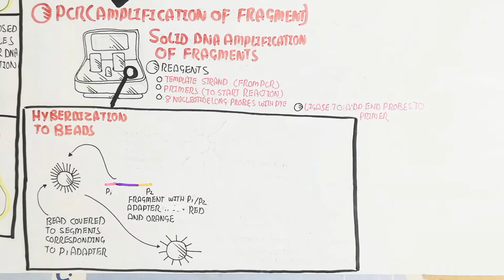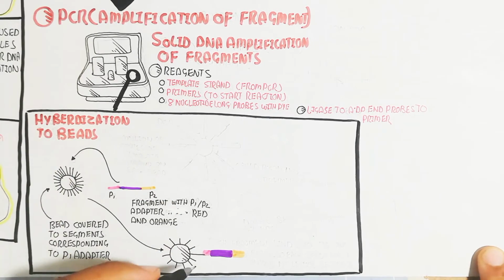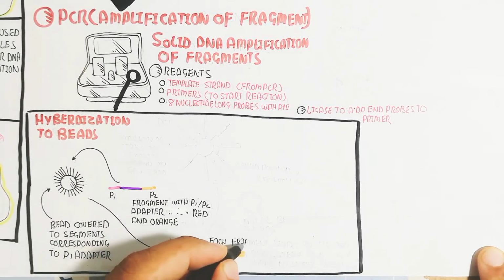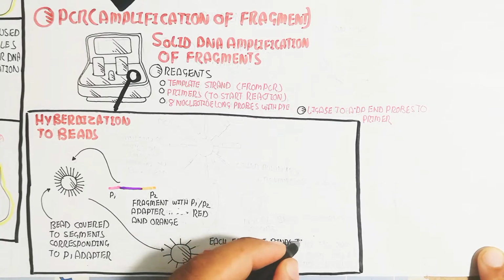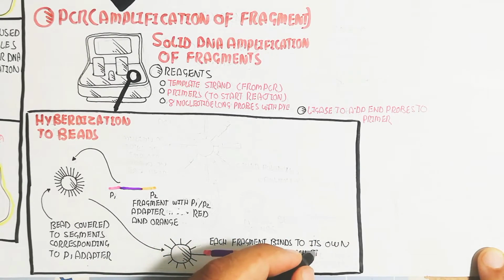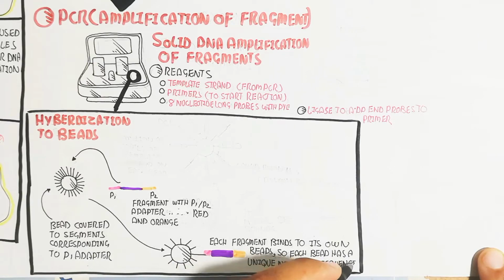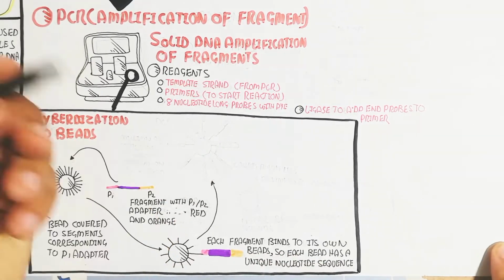So remember that each bead contains a unique nucleotide sequence, which will be amplified when we apply the specific primer. So each fragment binds to its own bead, and each bead has a unique nucleotide sequence.